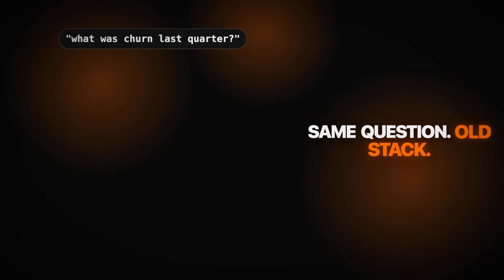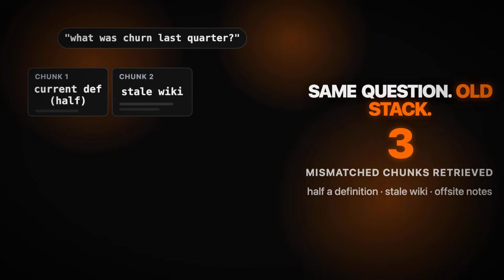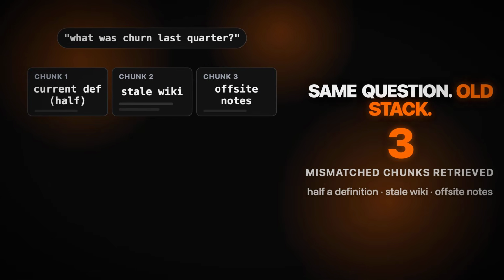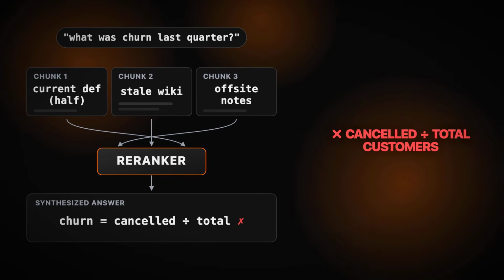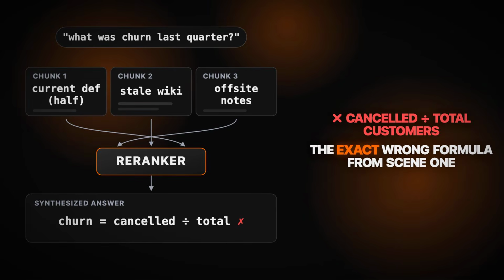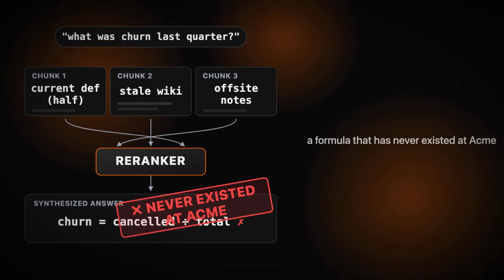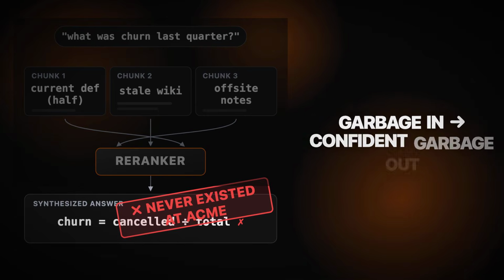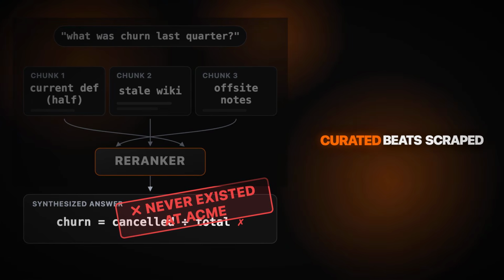For fairness, same question through the classic RAG stack. The retriever pulls 3 chunks: half of the current definition, a stale wiki page, and someone's off-site notes. The re-ranker shuffles them, and the model confidently synthesizes canceled customers divided by total customers, the exact wrong formula from the top of this video. A formula that has never existed at Acme. It's not the model's fault. Garbage retrieval in, confident garbage out. The difference isn't intelligence. It's whether the knowledge was curated or scraped.